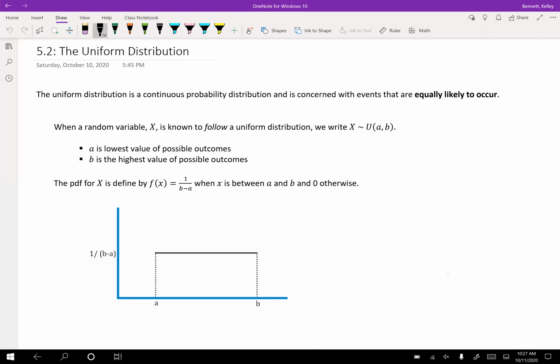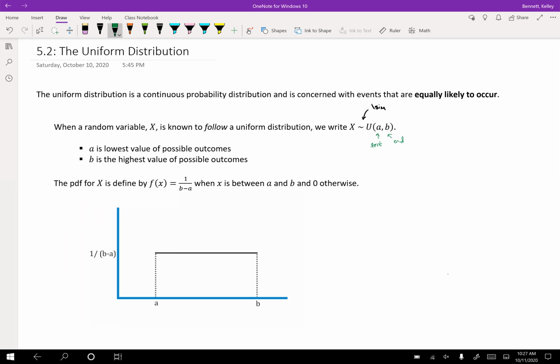So when a random variable X, capital X, is known to follow a uniform distribution, we write X, and then this means similar. If you're typing in, say, LaTeX, it would be the sim symbol, but I just say tilde. U for uniform, and then A and B. So A and B here are your start and end values. So A is the lowest possible outcome for X, and B is the highest possible outcome.